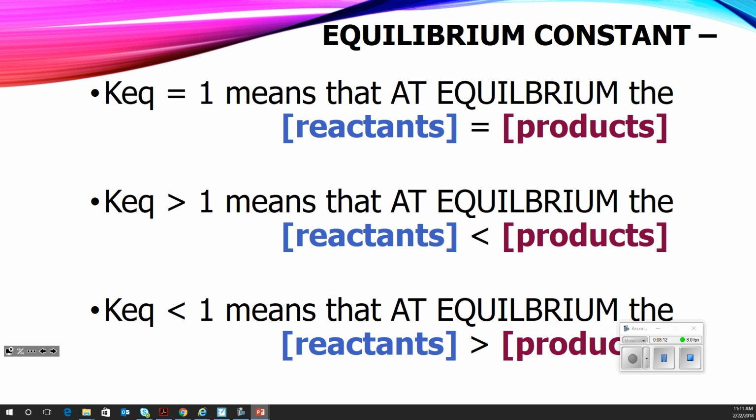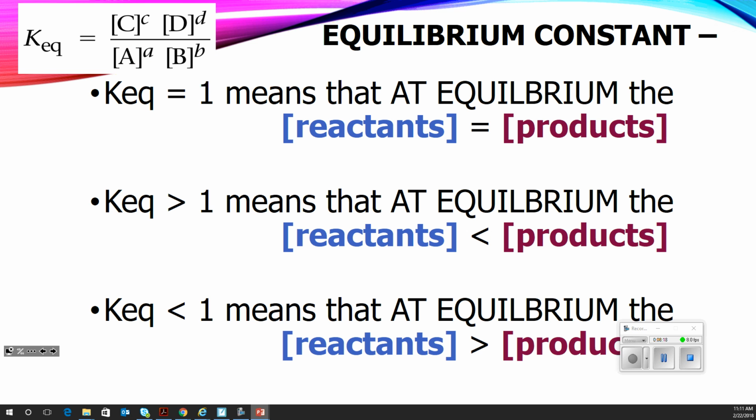So let's use some of these or figure out what this means. As we're looking at our K equation, we plug in numbers. If it equals 1, that just means I'm at equilibrium. My products are equal to my reactant concentration.